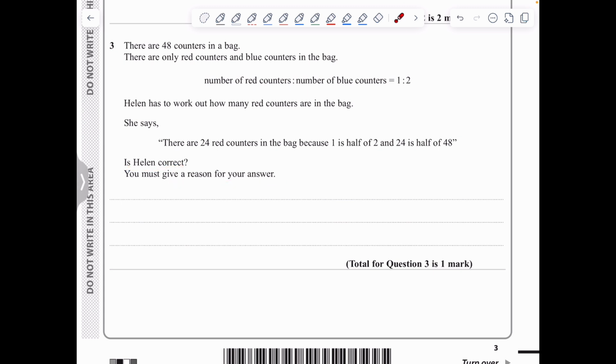Well, starting from the fact that the ratio is 1 to 2, I will say that 1 plus 2 is equal to 3, and therefore this means that the number of red counters will be found by considering a third of 48, because a third of the total number of counters is red. Now a third of 48 is 16, and therefore Helen is wrong.